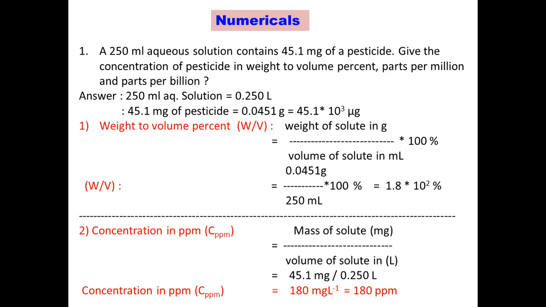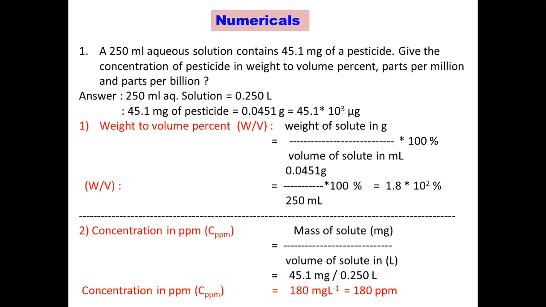250 ml aqueous solution is equal to 0.250 liter, so we have converted ml to liter. 45.1 milligram of pesticide will be converted as 0.0451 gram, which is equal to 45.1 into 10 raised to 3 microgram. So these are the conversion factors.